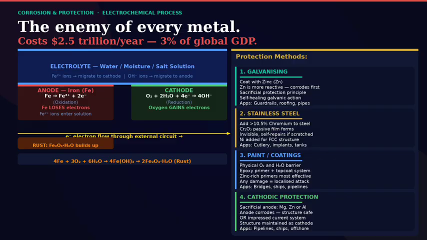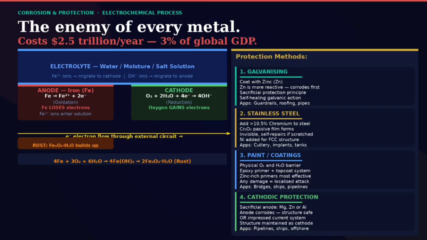The fundamental reaction is shown on screen. Iron at the anode loses electrons to form iron 2+ ions. Those electrons flow through the external circuit to the cathode, where oxygen and water combine with electrons to form hydroxide ions. The hydroxide ions meet the iron ions and form iron hydroxide, which converts to rust. This is a complete electrochemical cell.